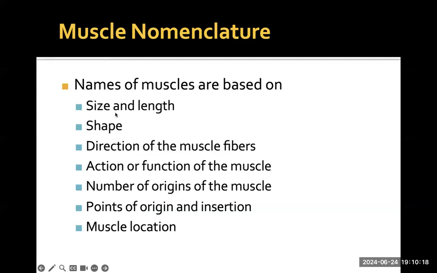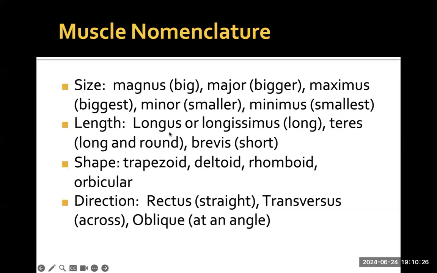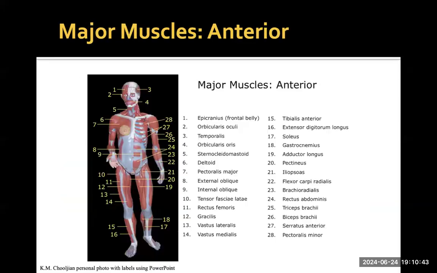The names of muscles are going to be based on size, length, shape, direction, action or function, origin or insertion, or also the location. So go through these for sure and learn things like magnus means big, major means bigger, maximus is biggest, right? So you have the gluteus maximus, the gluteus medius, and the gluteus minimus, which tells you the biggest one, the middle one, and then the smallest one. So hopefully that will help you guys a lot.